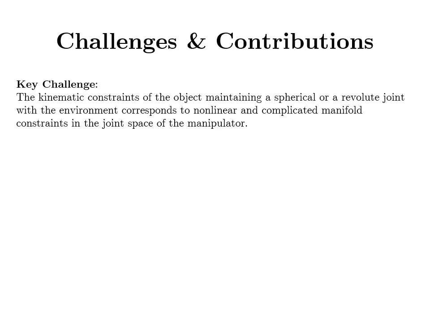The key challenge in solving the motion planning problem is that the kinematic constraints of the object maintaining a point or line contact with the ground during the motion correspond to nonlinear manifold constraints in the joint space of the manipulator. In sampling-based motion planning in joint space, these constraints are very hard to deal with.